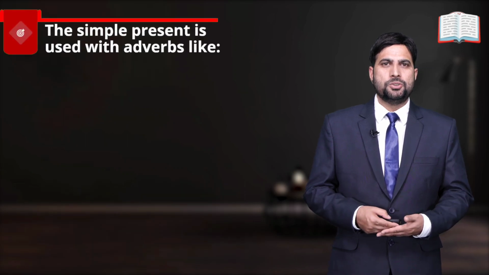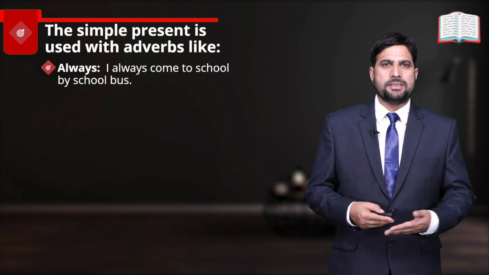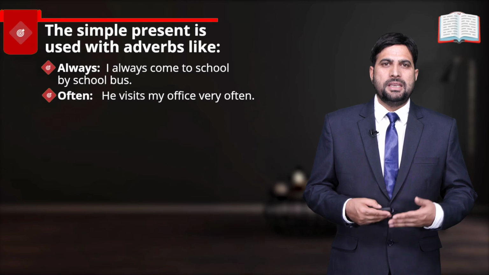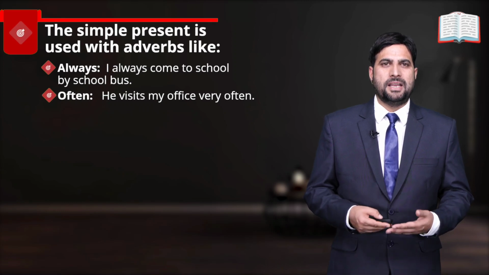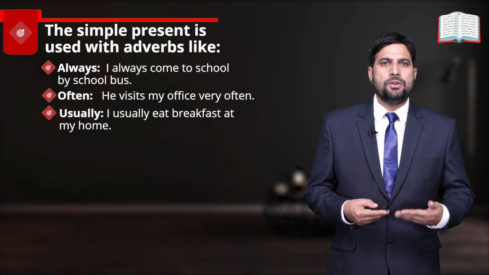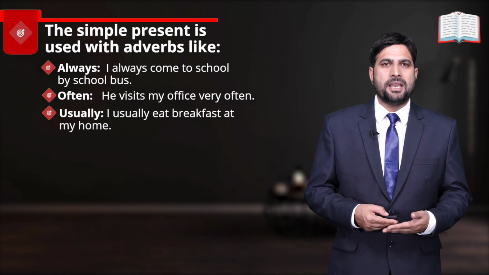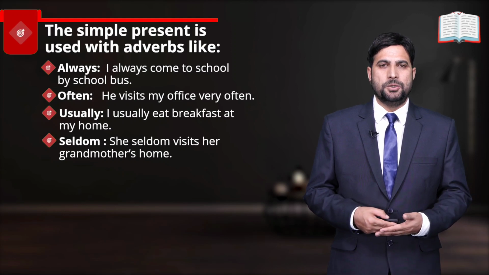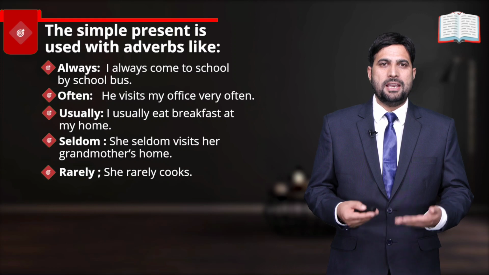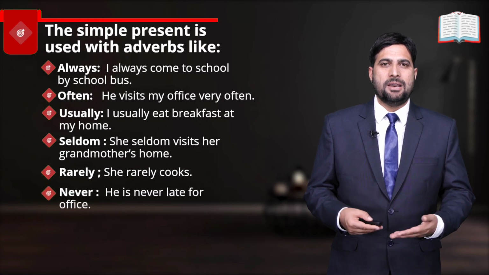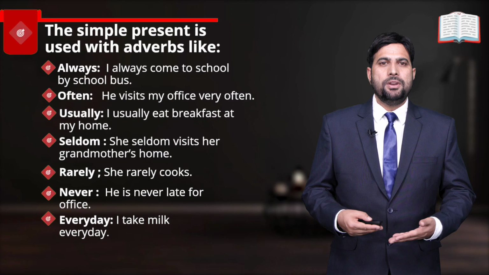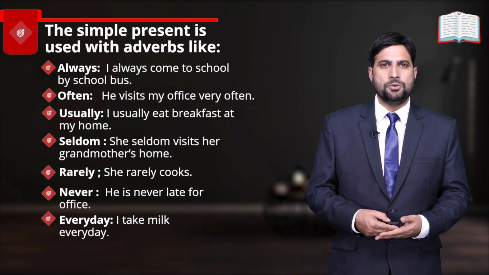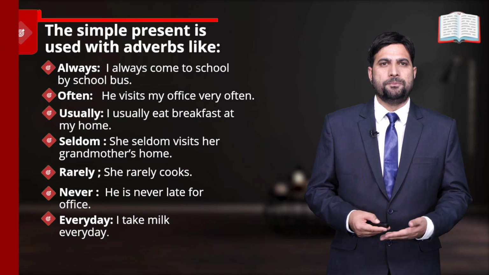The simple present is used with adverbs like always. I always come to school by school bus. Often. He visits my office very often. That means sometimes. Usually. I usually eat breakfast at my home. Seldom. She seldom visits her grandmother's home. Rarely. She rarely cooks. Never. He is never late for office. Every day. I take milk every day. So these are the adverbs with which present simple is used because they come in daily routine.